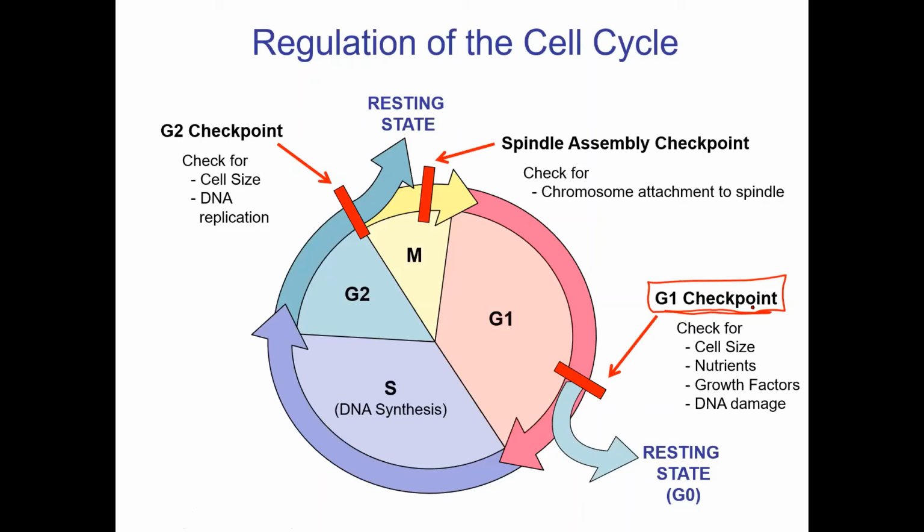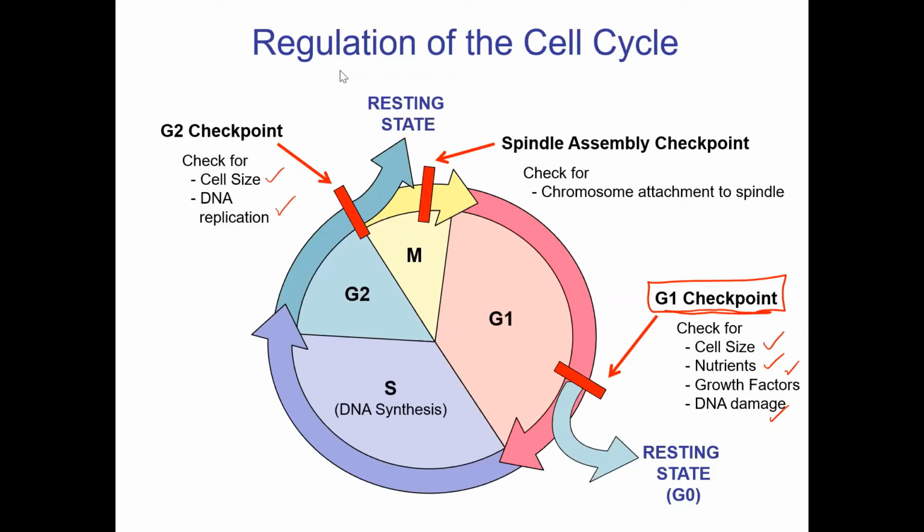And before they proceed, you don't want to start synthesizing your DNA and proceed and then find out that you've wasted all that energy. So you're only going to do it when you're checking for things like the cell size, nutrients, growth factors, I'll talk about growth factors in a moment, or DNA damage. So you're looking at all those kind of things. There's also a checkpoint at G2, looking for cell size, that the DNA has been replicated, and there's a checkpoint at anaphase to make sure that the chromosomes have actually fully attached.